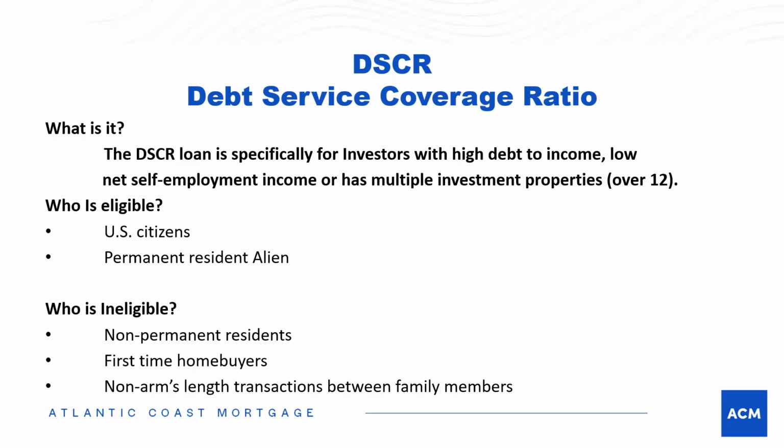And there are some eligible sets of people. They either have to be a U.S. citizen or a permanent resident alien. And as I discussed before, they do have to currently own a home and have mortgage history. Who is ineligible? Non-permanent residents, first-time home buyers, and non-arm's length transactions between family members, which means it can't be used for someone buying a property from another family member.